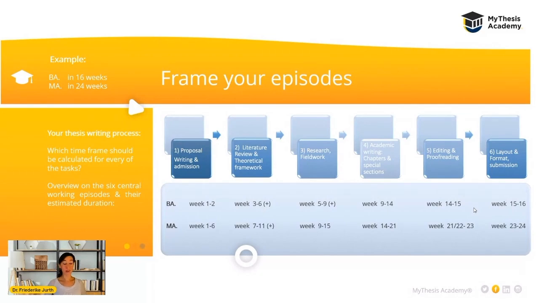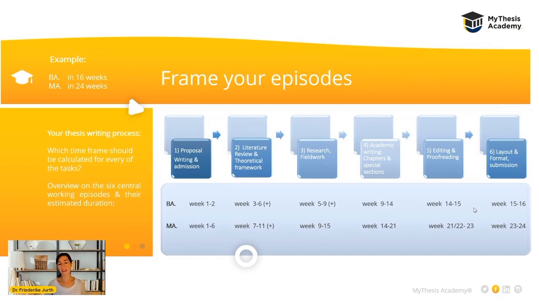Well, now we are going over to the question of how to frame the episodes. What is important here before we start, and before I show you more or less the time that you can calculate for the different tasks, I also want to mention that the time frame for the different stages and episodes of your thesis writing is an approximation. It is nothing firm.